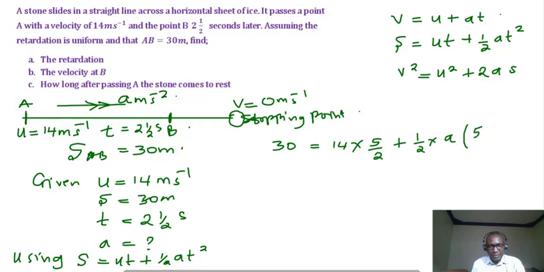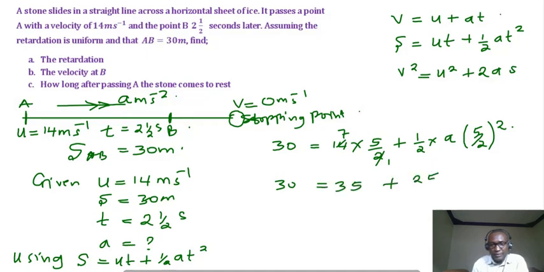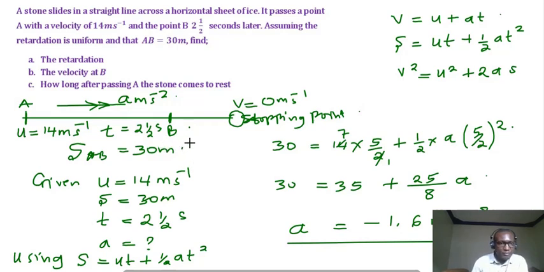Our t is now 5 all over 2, power 2. Right, simplifying this, 2 ones by 2, 7, so this is 30 being equal to 35 here, plus this will be 25 all over 8a. So on simplifying, our a is going to be a value which is negative 1.6 meters per second squared. So we have got the value of the retardation, right? And this retardation is a constant or a uniform retardation. So throughout the motion, this here is the retardation.